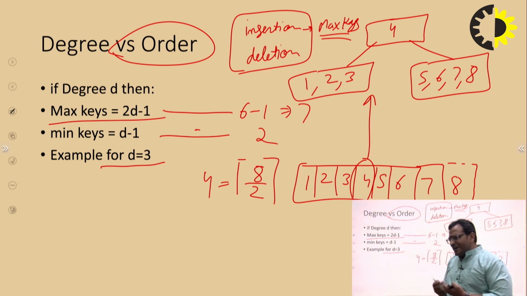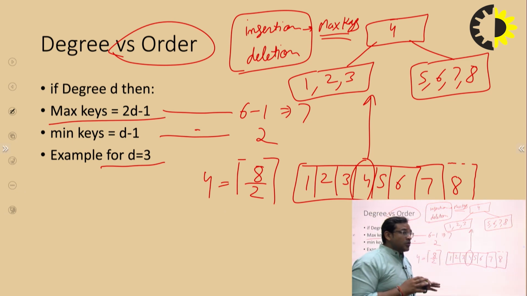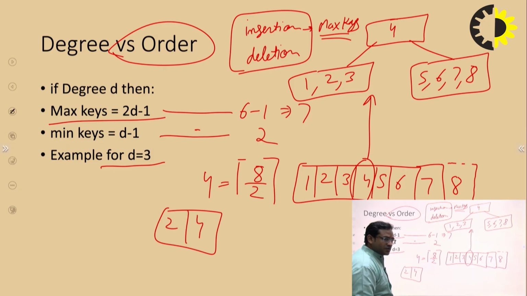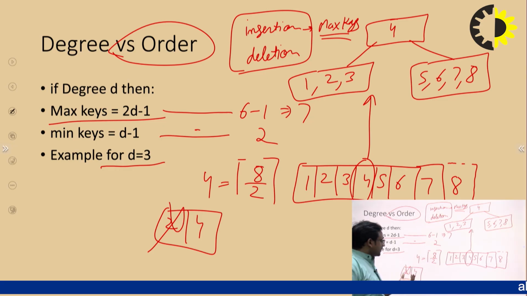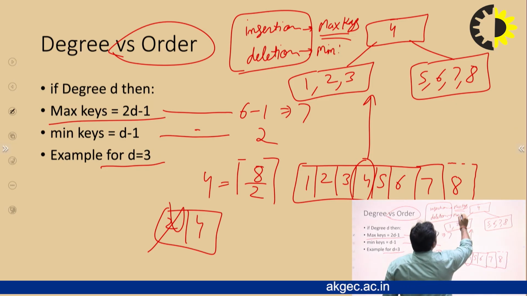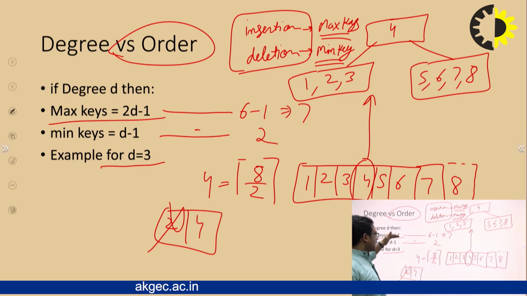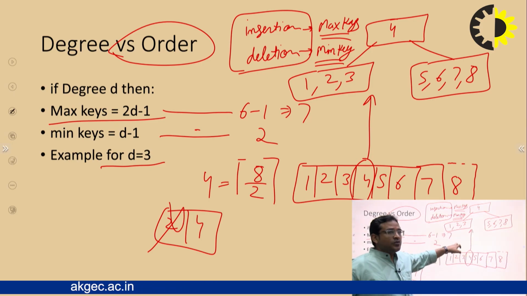Second, deletion. Whenever you are going to delete any element, you must remember that no node should have fewer than the minimum number of keys. Suppose there is a node which has 2 elements, and the condition is that the minimum key must be 2. If you delete one, it has 1, so the condition is false. So never do this. Whenever you are deleting, you must focus on the minimum key. Why minimum? Because whenever you delete, it never goes to the max condition. If any node has 7 elements and you delete one, it becomes 6, never 8. Got my point?